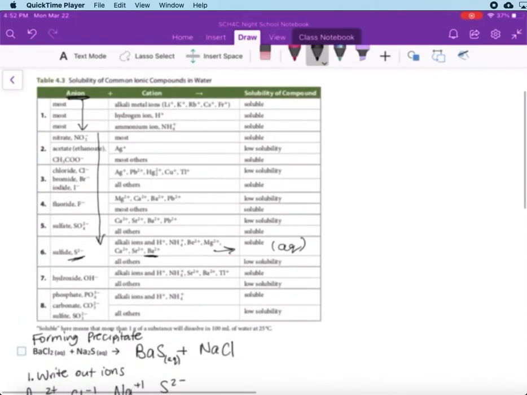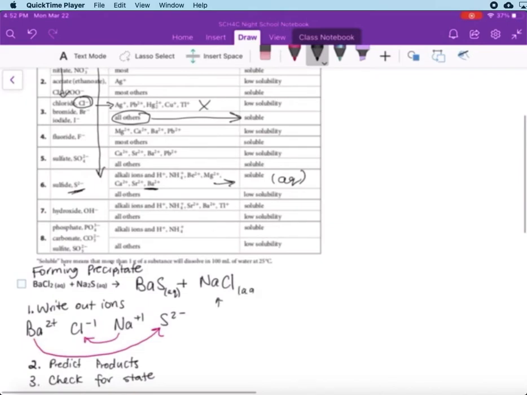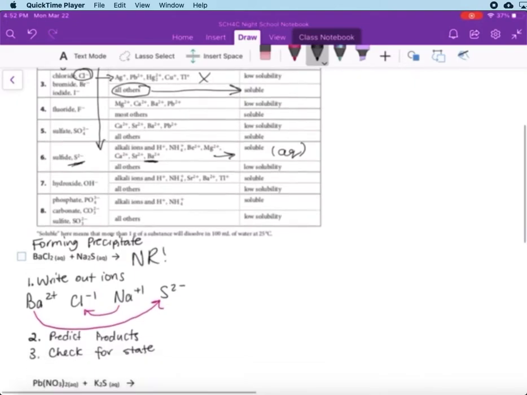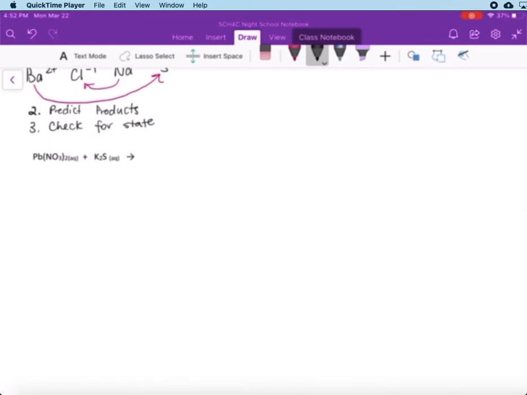We're going to look for sodium chloride, and we go all the way down to chlorine. It's not one of those listed, so we circle all others and we go across, it's soluble. Both of these products are aqueous, so that means that we have no reaction happening and we actually don't have to predict any products because our reactants are going to be more stable than our products. In the next example, we're going to do the same steps to see what happens.